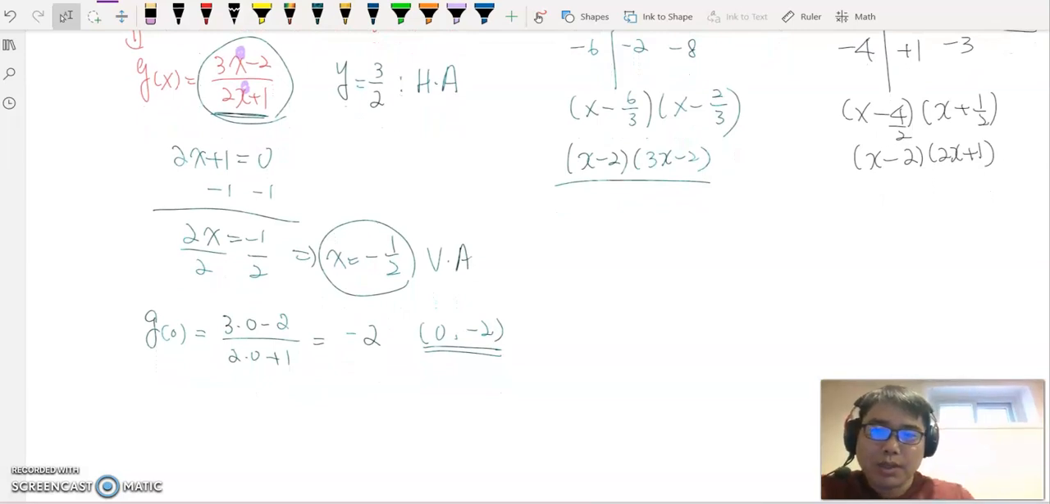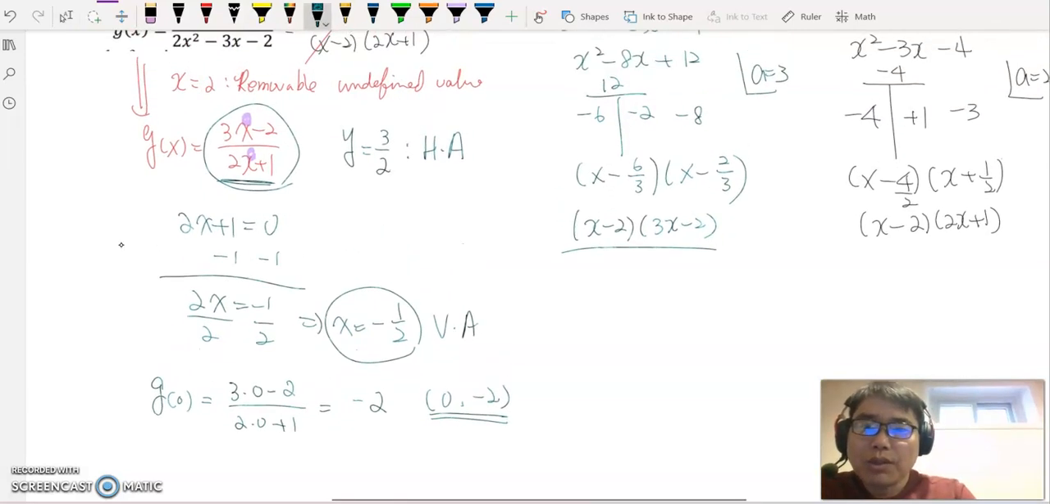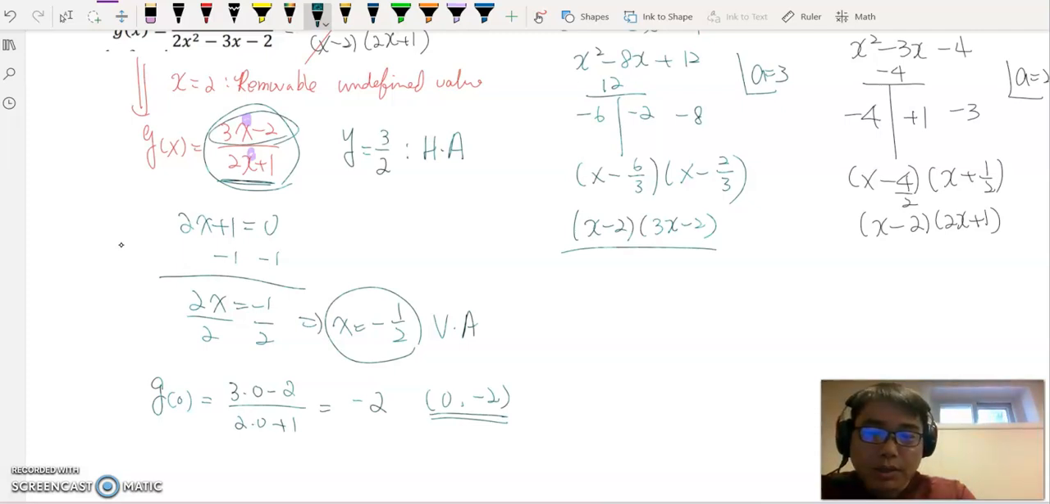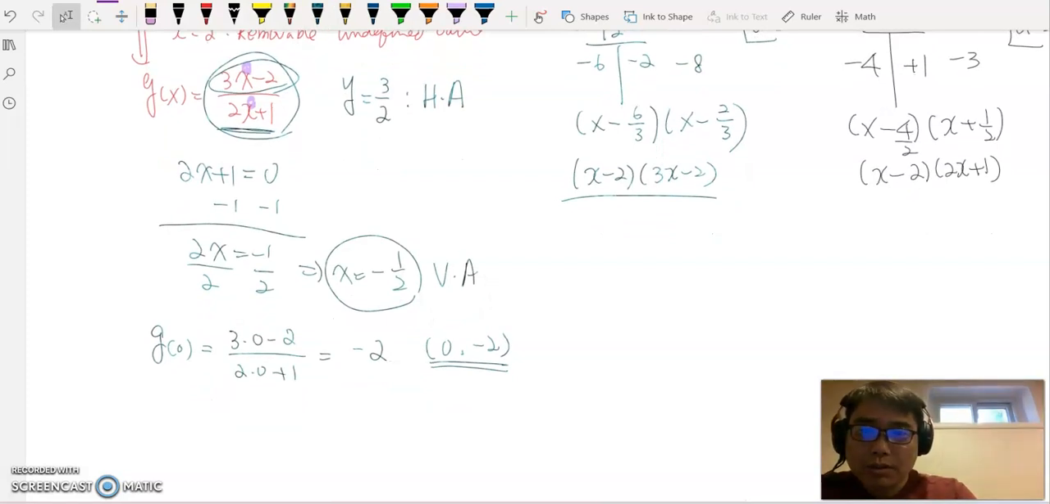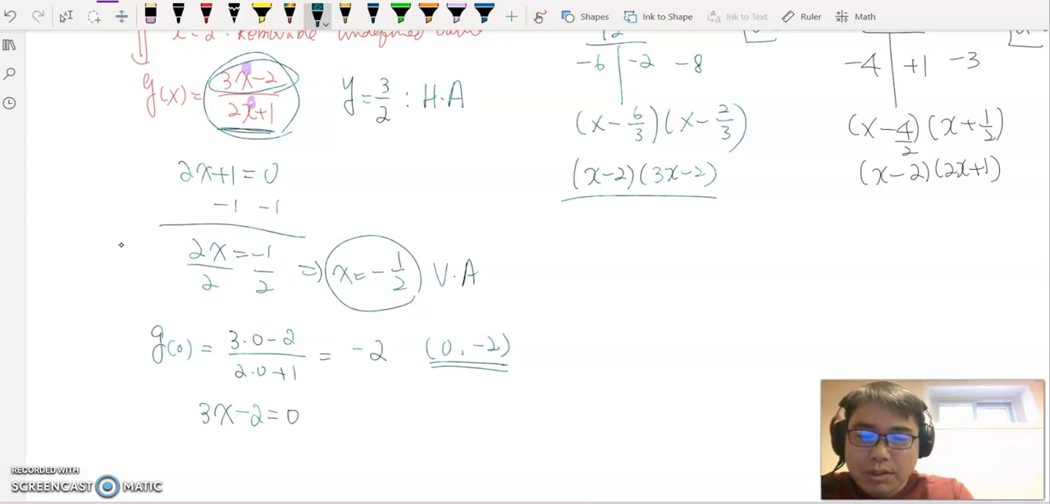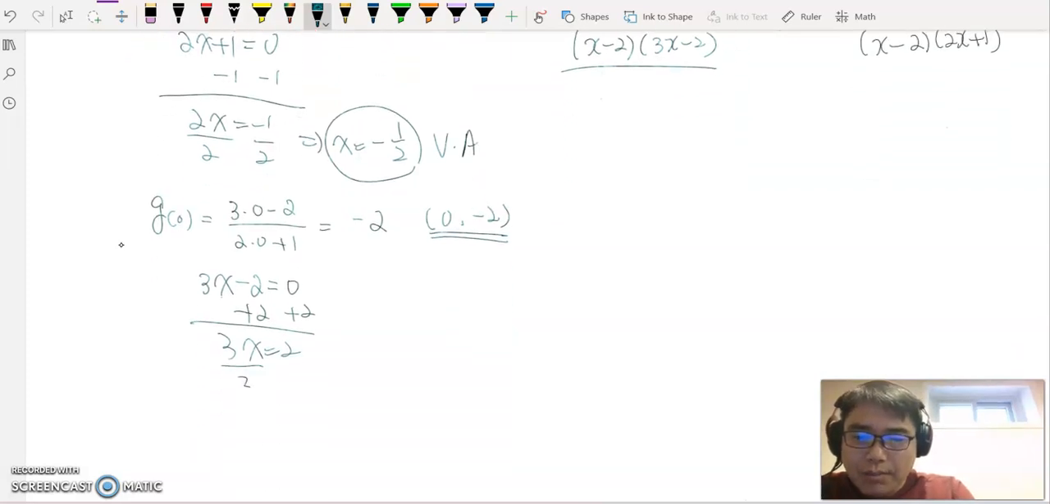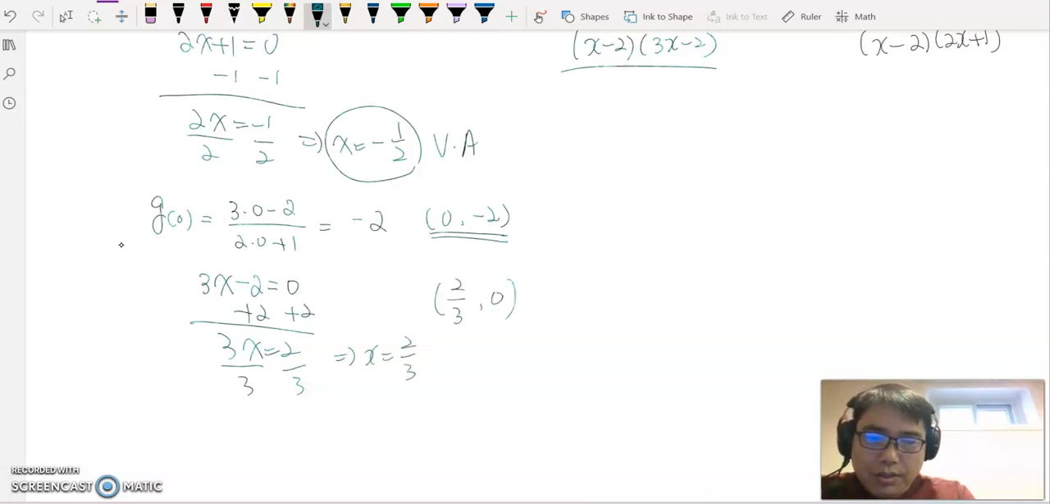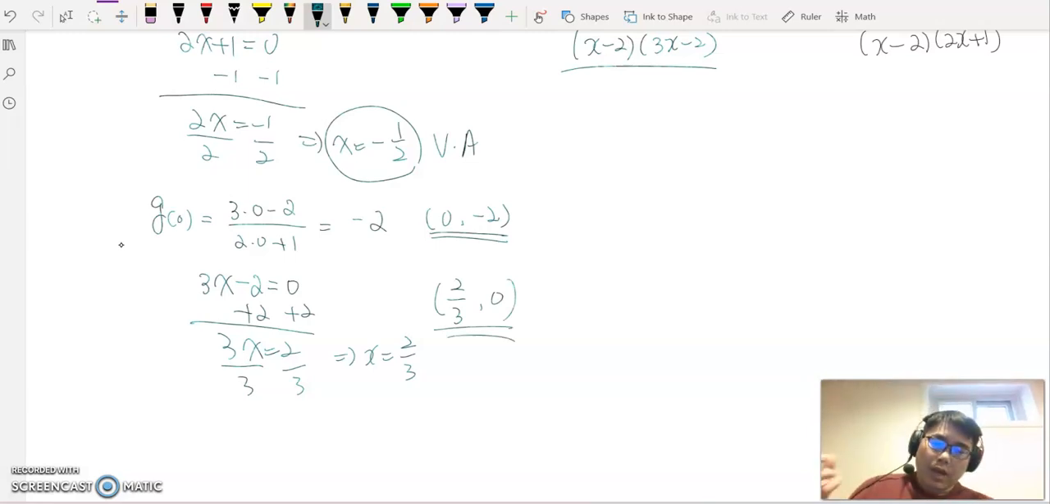The x-intercept means y equals 0. Which means we only think about the numerator. Okay? Why? The denominator cannot be 0. That was the reason. So just make 3x minus 2 equal to 0. Then plus 2, so 3x equals 2. And divide by 3, so x equals 2 over 3. So (2/3, 0) is our x-intercept.